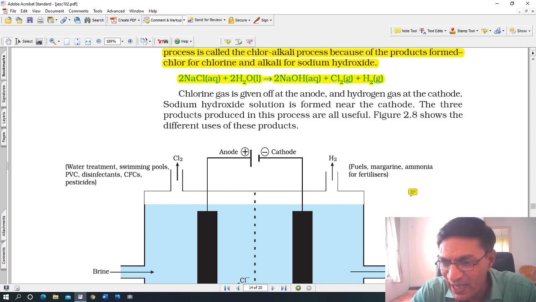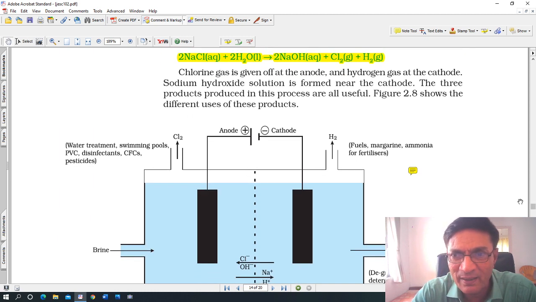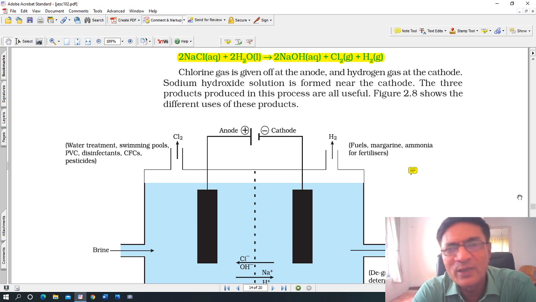Now you can see this electrolytic vessel. Sodium hydroxide solution is formed near the cathode. The three products produced in this process are all useful. Chlorine is highly useful, hydrogen is useful, and sodium hydroxide is very useful in chemical industries.